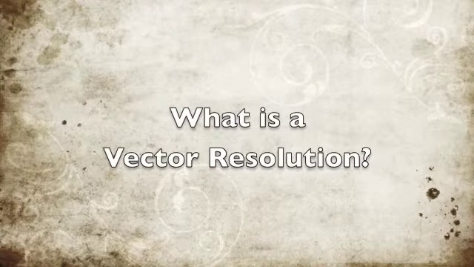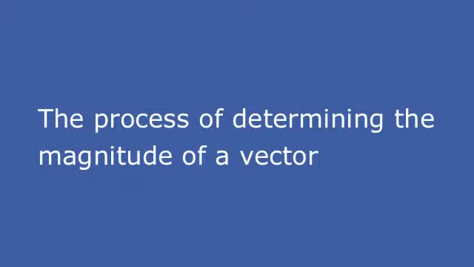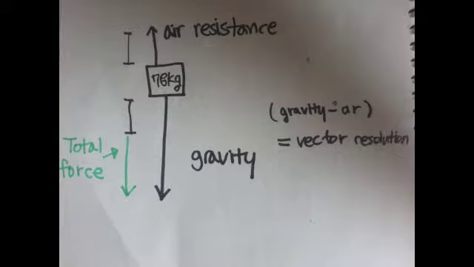Now let's see what the vector resolution is. Vector resolution is the process of determining the magnitude of a vector. Let's turn the free body diagram of Mr. Anderson into vector resolution. We need to subtract air resistance from gravity to do this. The result is called the total force, and since it is positive, we can say that Mr. Anderson is falling down.